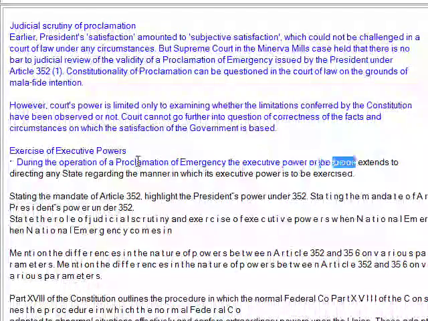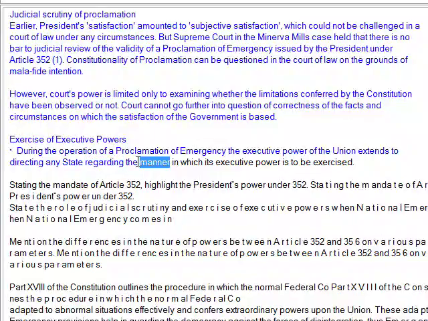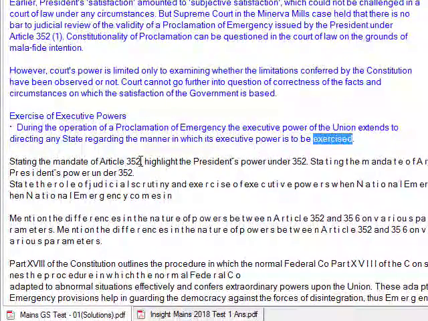The executive power of the Union extends to directing any state regarding the manner in which its executive power is to be exercised.